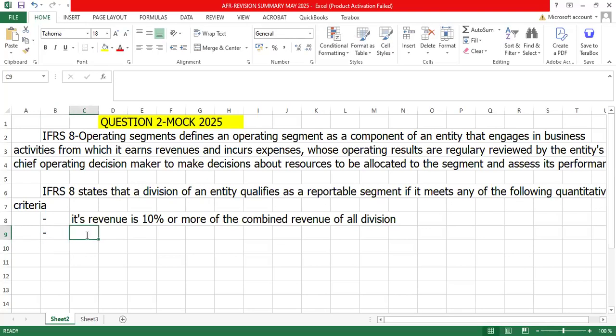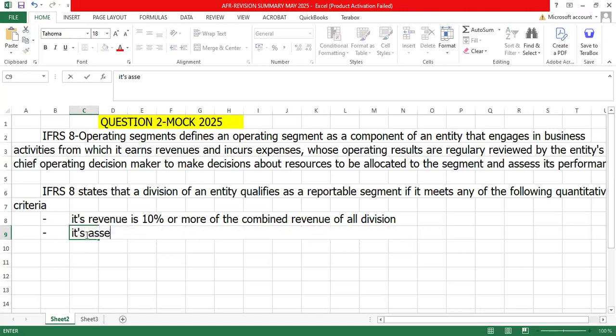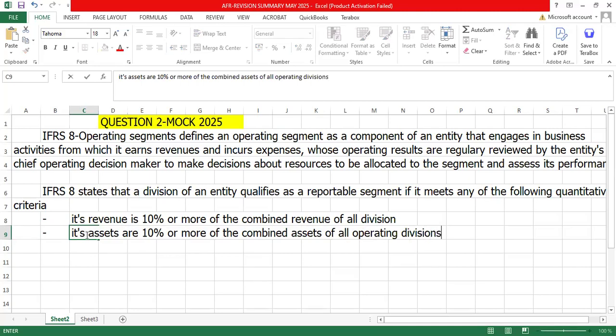Then number 2, if its assets are 10% or more of the combined assets of all operating divisions. That is number 2.